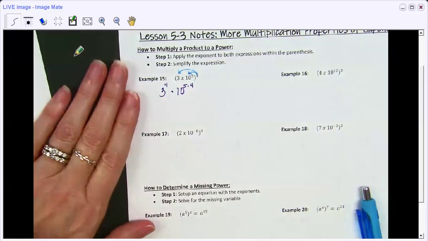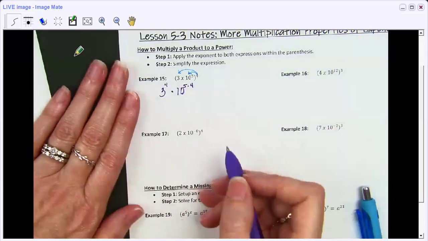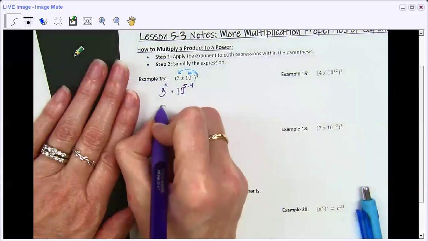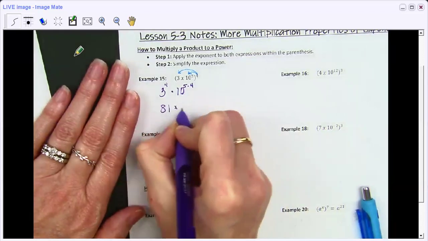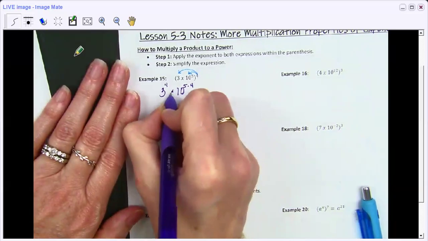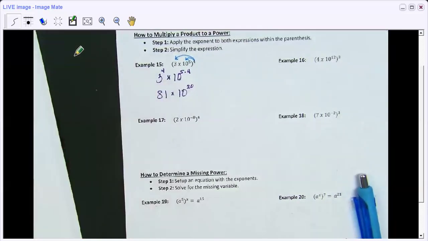3 to the power of 4. Anyone know that off the top of your head? Yep, 81. 81 times 10 to the power of 20. And remember, with scientific notation, we do use that x. Now, based on what we learned last Friday with scientific notation, what is the one final step we must do to accurately write it in scientific notation form?